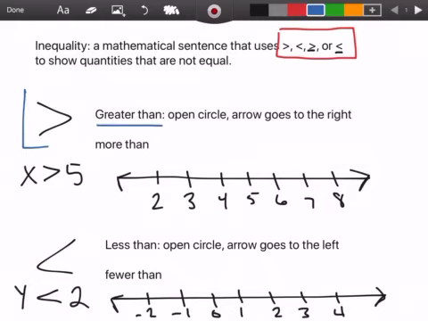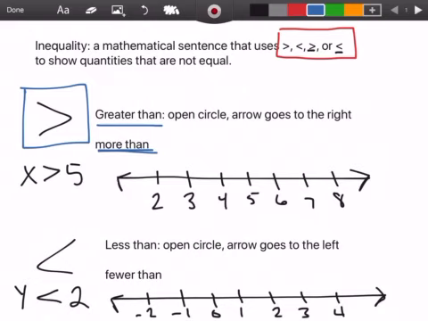Okay, greater than is shown with this symbol facing towards the right. The open end is facing towards the left. It is showing that a number is greater than another number. Another word that we might use to express greater than is more than. Okay, so if it says something is more than something else, you're going to be using the greater than symbol.